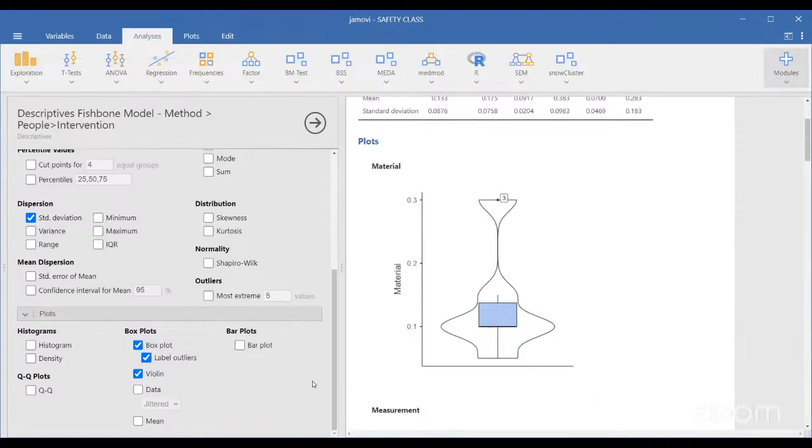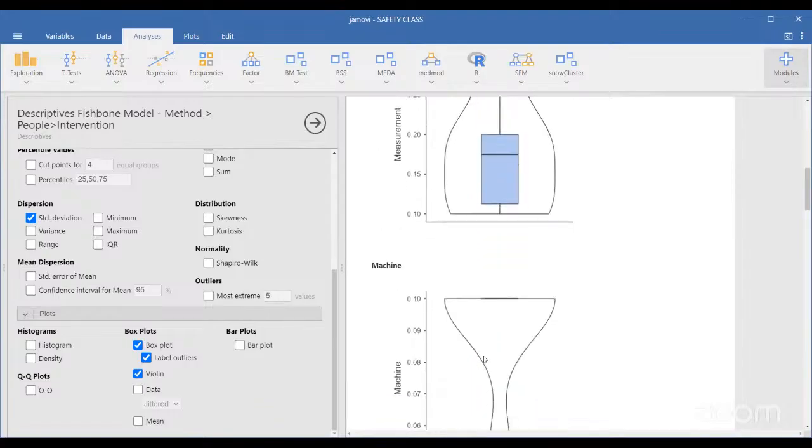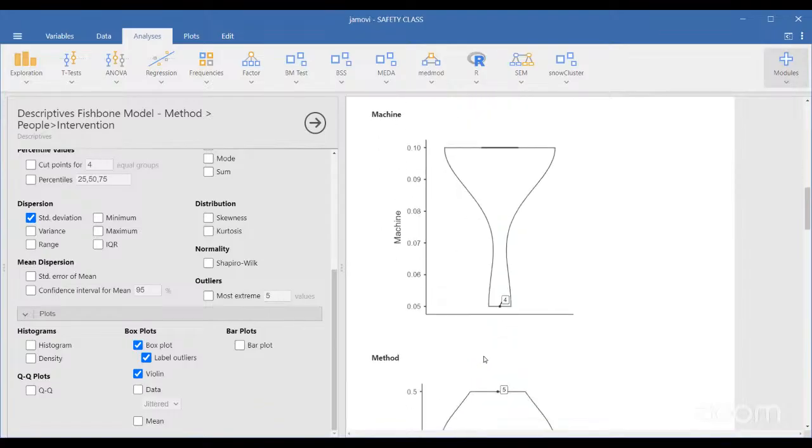Next is the machine. You go to the machine. Majority data lies here, 0.1 to 0.08. And this individual 4 is the outlier.